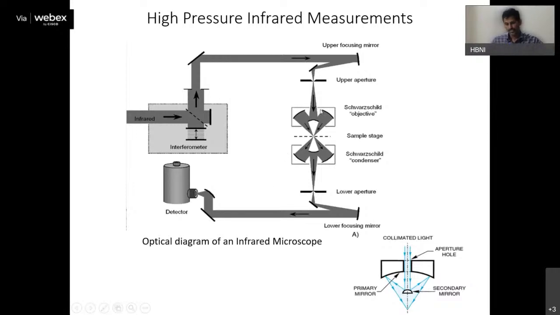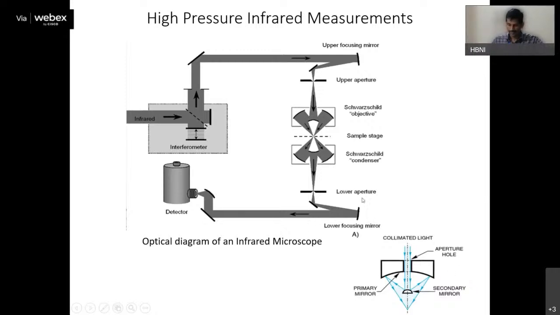So one can use these objectives. The infrared source is here. Then you have a Michelson interferometer, and then you can transport this beam into the microscope, and you can put an aperture, which will act as a secondary source, so that you can focus this infrared radiation on a sample. Whatever is transmitted is again condensed by the Schwarzschild objective, and finally it goes to the detector.